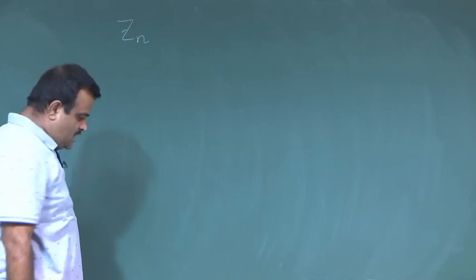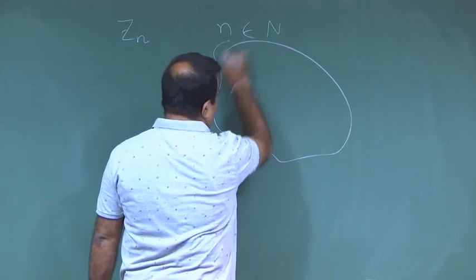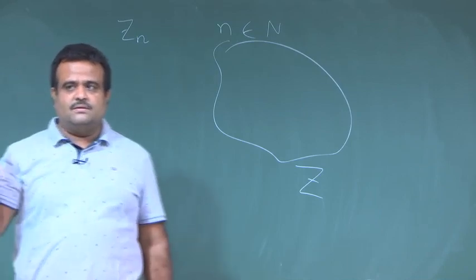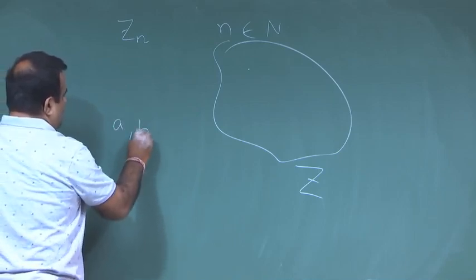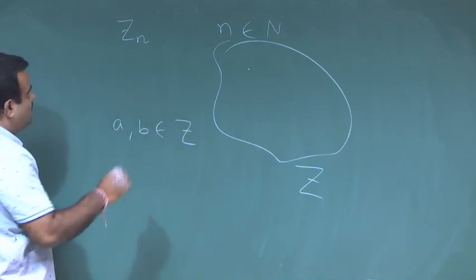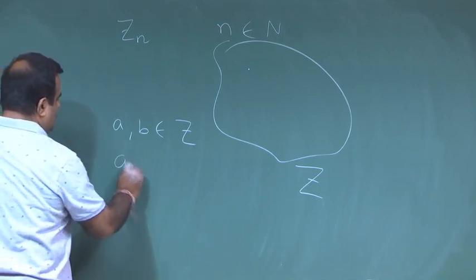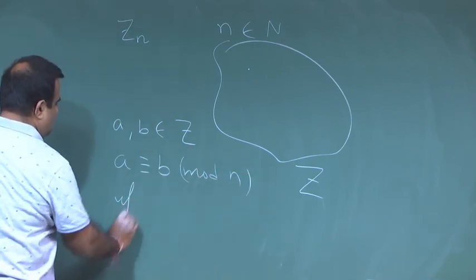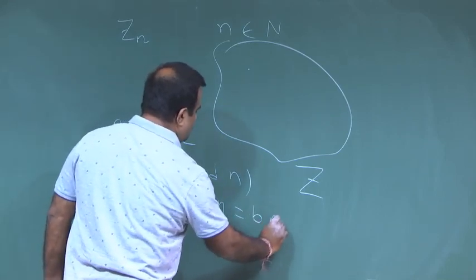This is basically Zn. Zn means let n be a natural number. What we are doing? We are just taking this integer set and considering each integer mod n. That means we take two integers A and B, and we define a relation, the modulo n relation: A is congruent to B mod n if and only if A mod n is the same as B mod n.